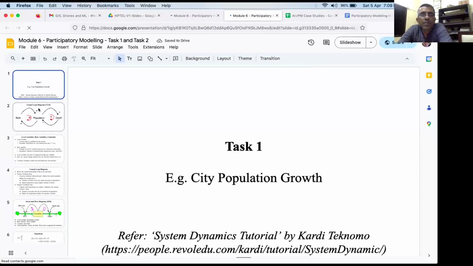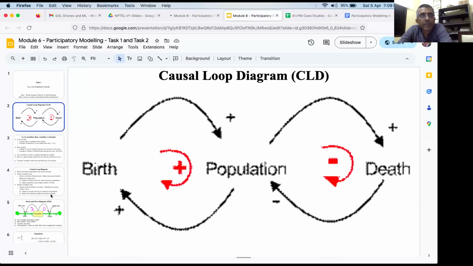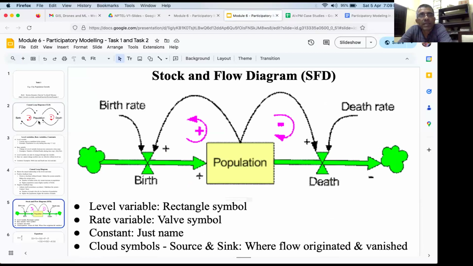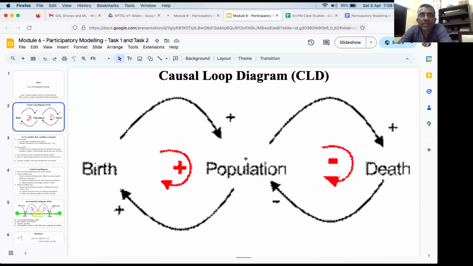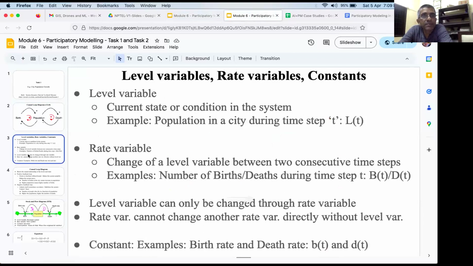So first, I wanted to explain system dynamics as 2 parts, causal loop diagram and stock flow diagram. So I explained this. Basically, I said, take any variable: level variable, population; rate variable, birth and death. They feed into each other. Positive causality, negative causality. This is the cause, this is the effect. Death is the cause, population is the effect, but it has a negative. Whereas we explain level variables, rate variables, constants.